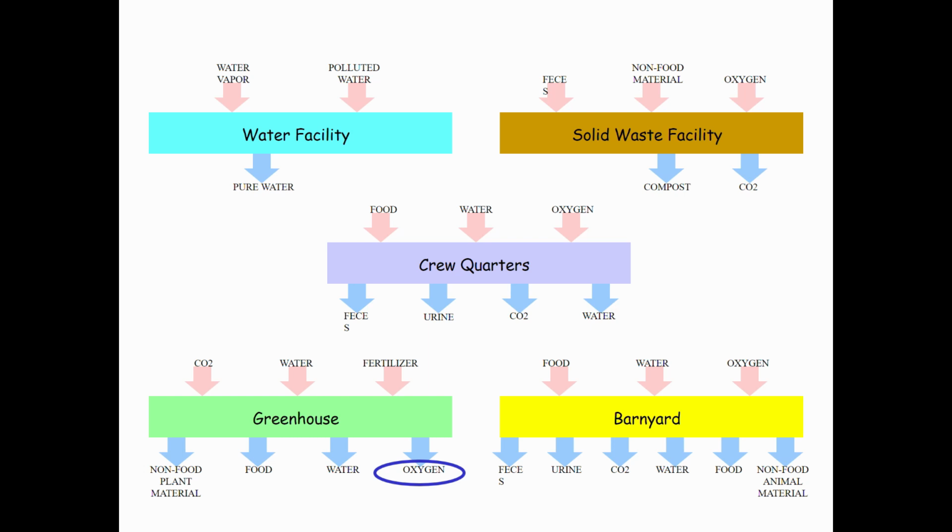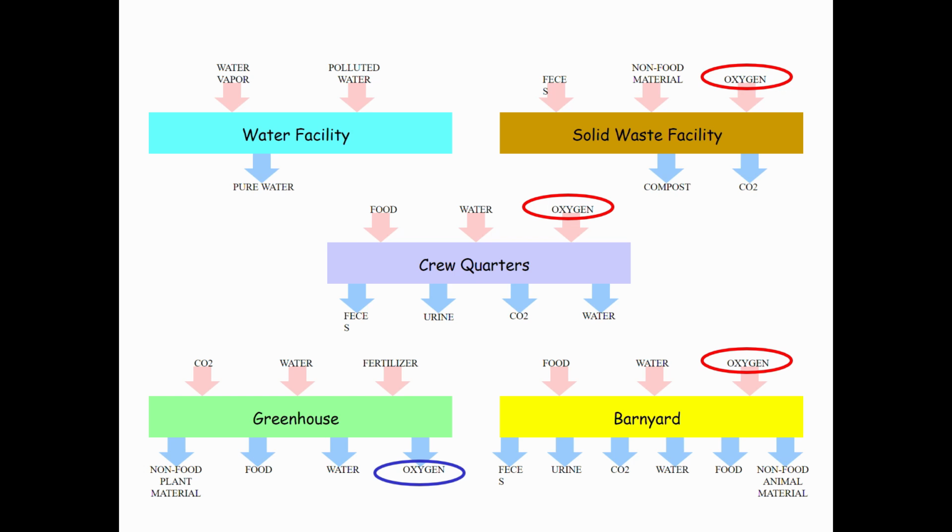Oxygen is produced by the greenhouse and it's used in the solid waste facility as part of chemical processes. It's also used by the animals in the barnyard. Oh, and before we go too much further, this is a slightly different breakdown than the way that I split it up for you. In this one, we have a separate water facility and a solid waste facility, as opposed to just the general waste processor that we have on our ships. Just a slightly different way of organizing it.